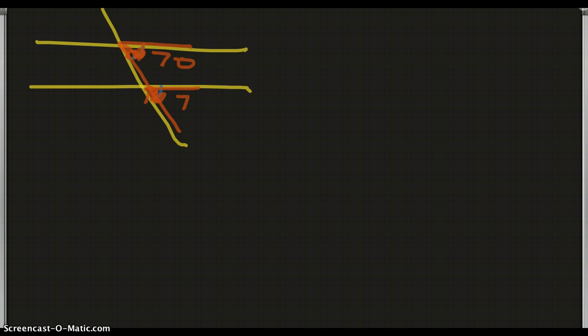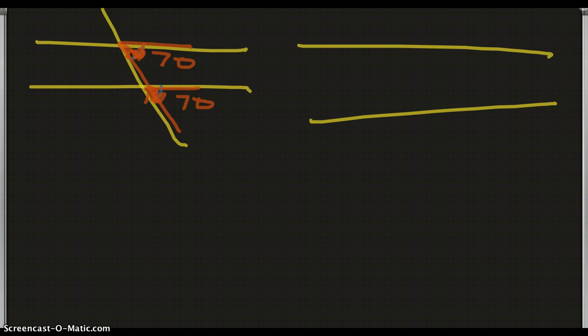All right, so now we're going to go over and look at our alternate interior angles, okay? So alternate interior angles, we're still looking at our two parallel lines with our transverse line going through it. And then the alternate interior angles on this are going to be this angle right in here, this angle right here and this angle right in here. So these two angles are also going to be the same.